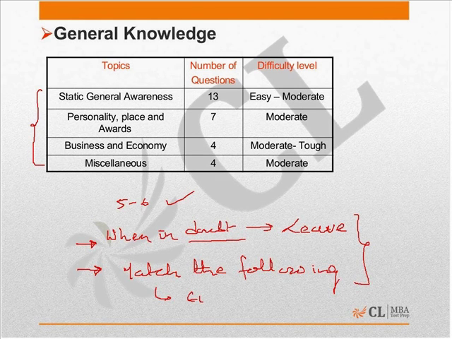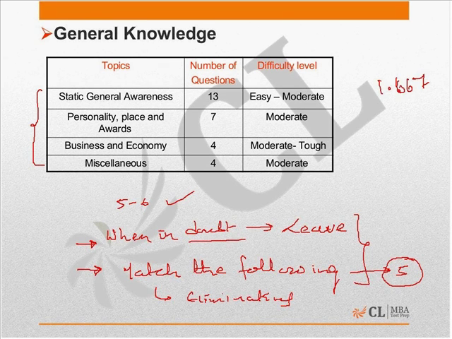And typically, IIFT paper will have about, let's say, 5 odd or maybe up to 7 also, but you can safely say about 5 match the following questions in GK, and that is what can help most of you clear the GK cutoff. Remember, it was only 1.667 in the IIFT paper of 2012.